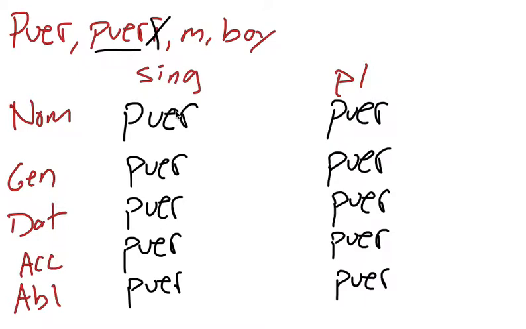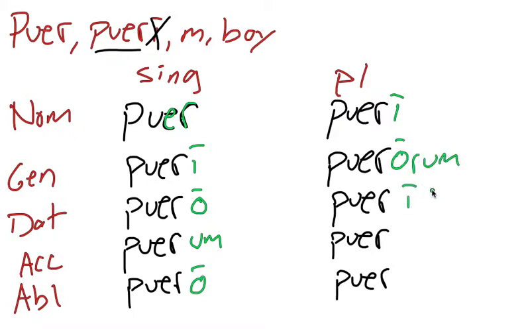Puer is already here. There's our ending, ER, so puer. And then we have pueri, puero, puerum, puero. And then in the plural, pueri, puerorum, pueris, pueros, pueris. We have just successfully declined second declension, and I look forward to seeing you again next time.